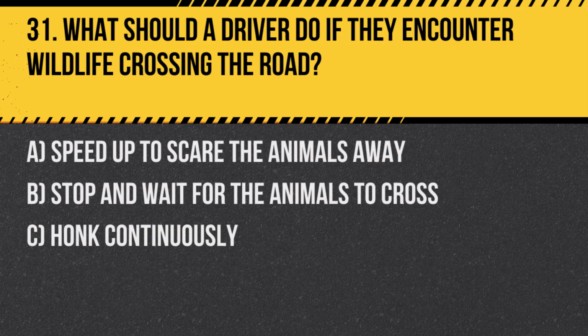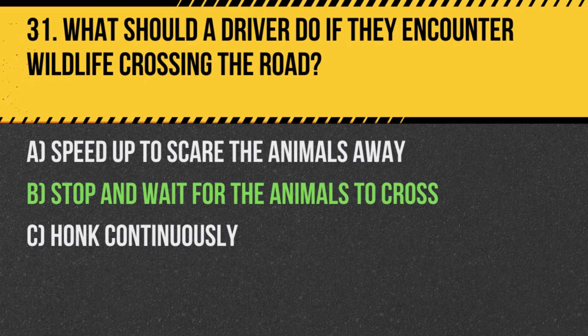Question 31. What should a driver do if they encounter wildlife crossing the road? A. Speed up to scare the animals away. B. Stop and wait for the animals to cross. C. Honk continuously.